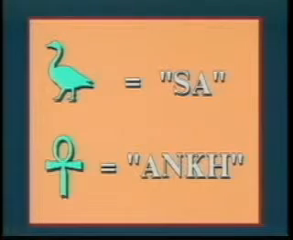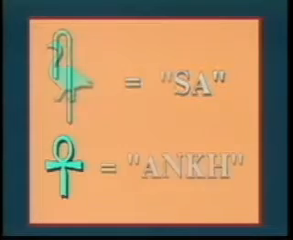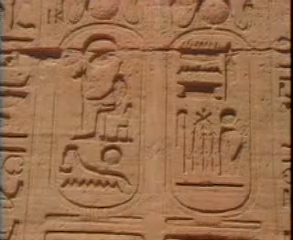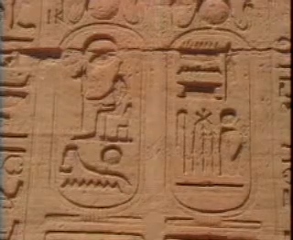When sounds like these were put together, they could make longer words or even parts of sentences. For example, a folded cloth plus a sandal strap meant causes to live. Now, when we see ancient Egyptian writing, we can recognize some of the pictures.